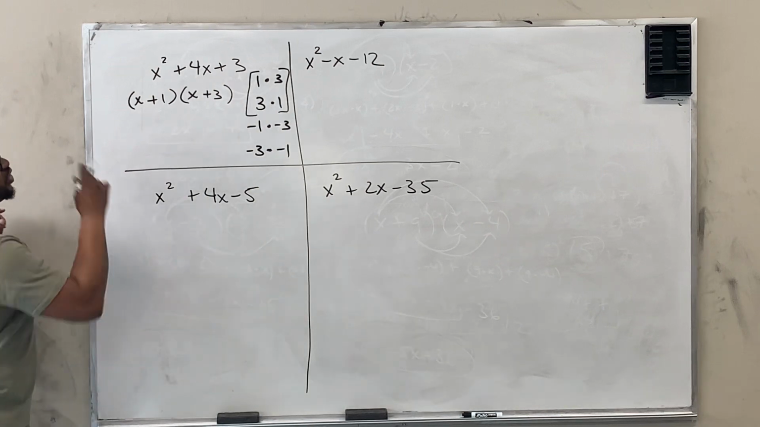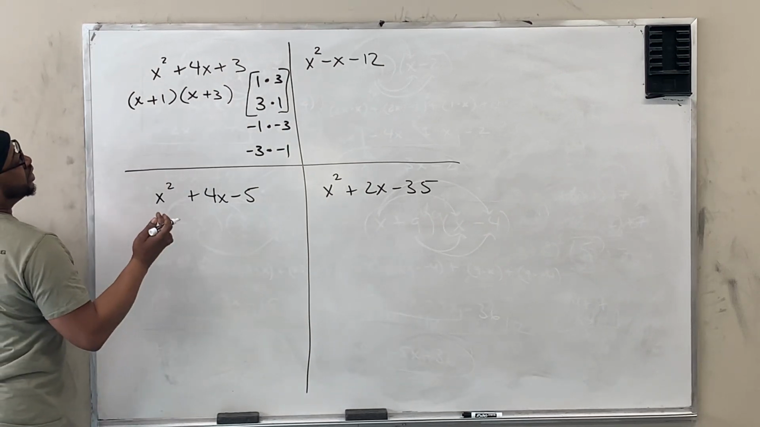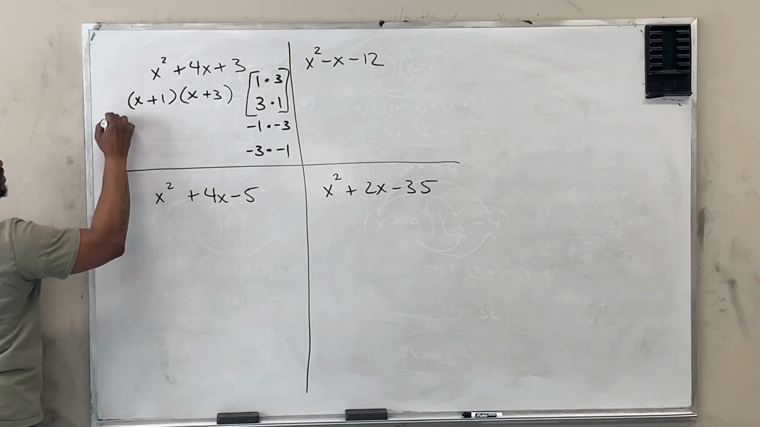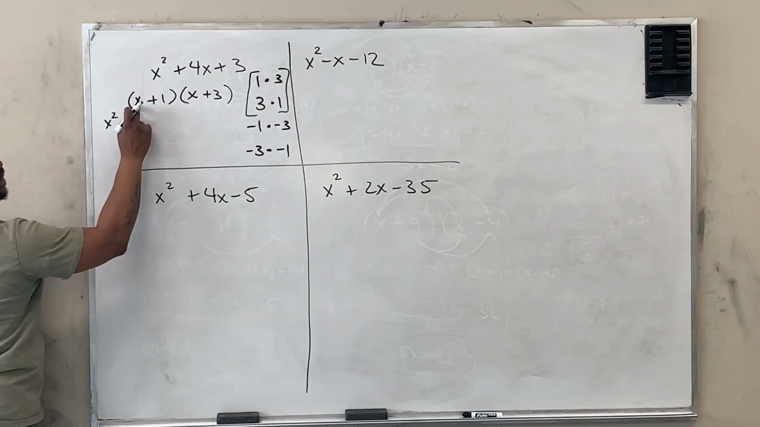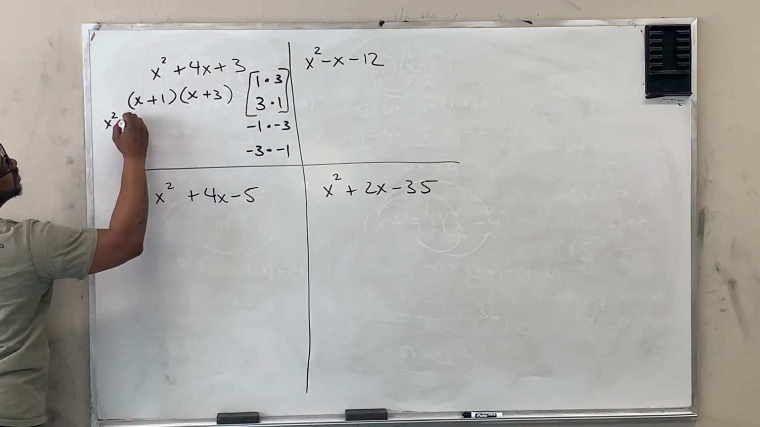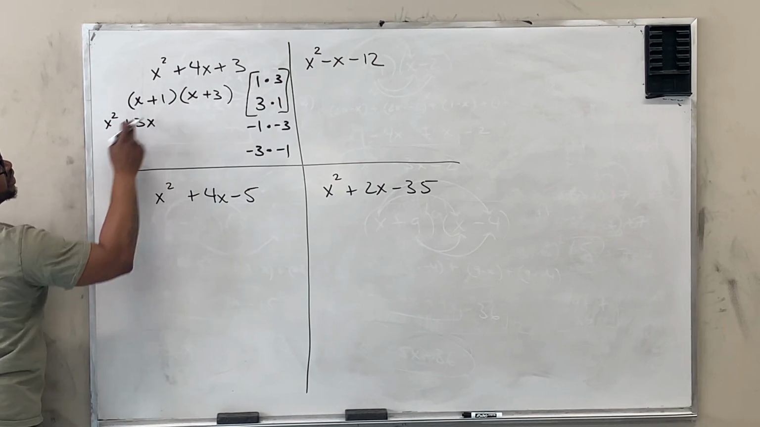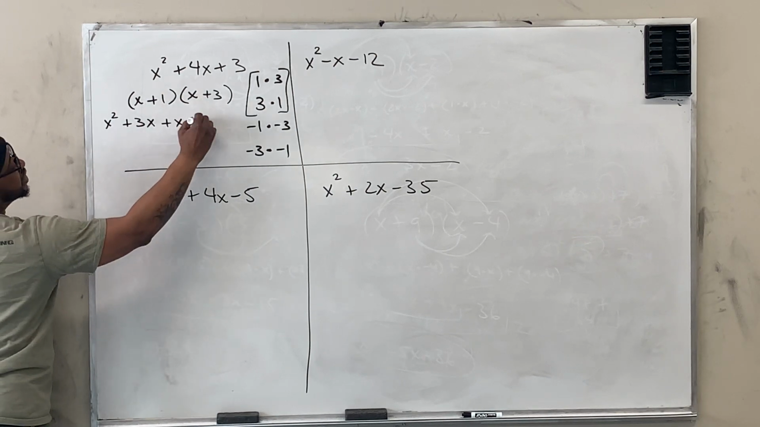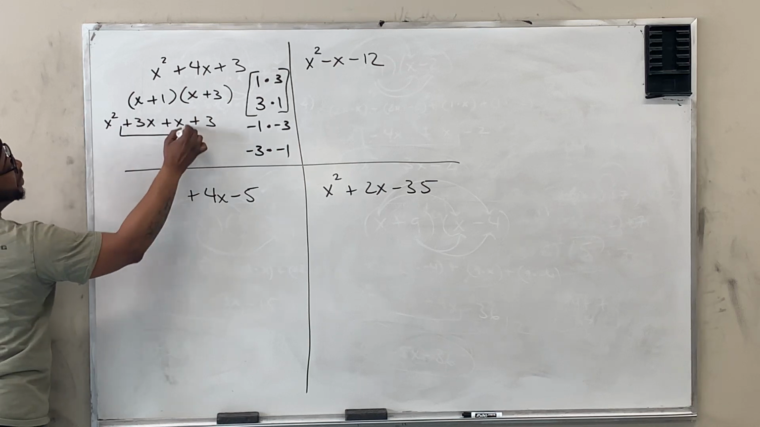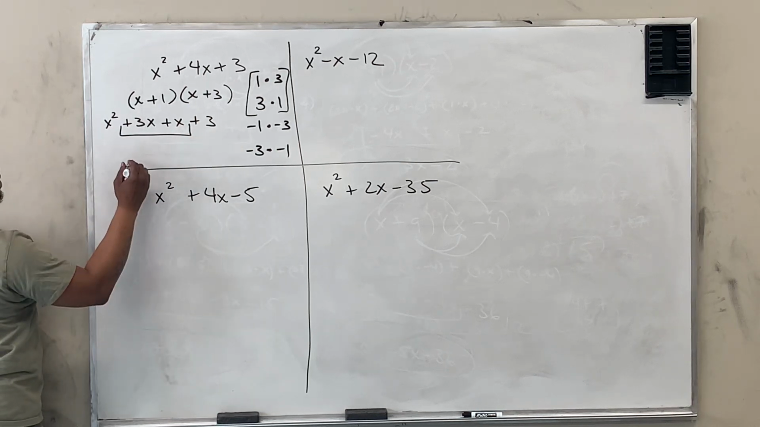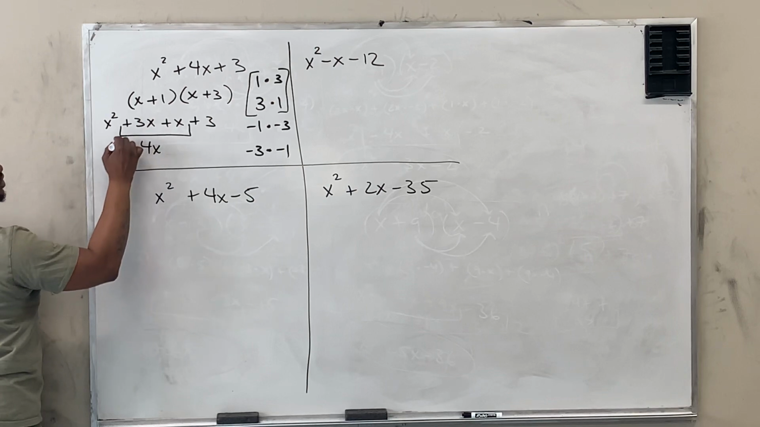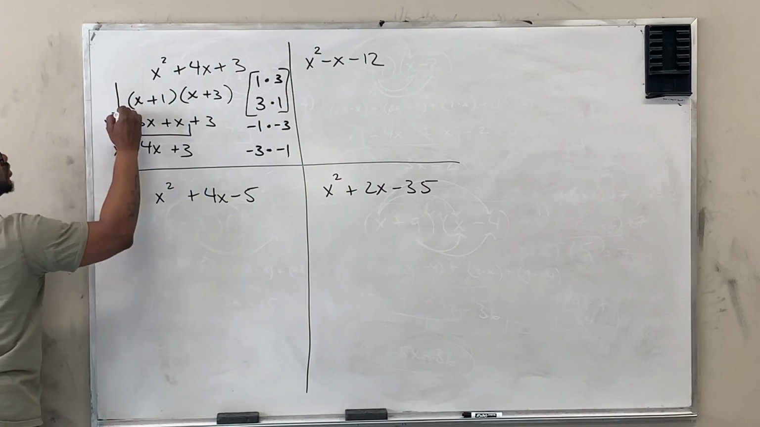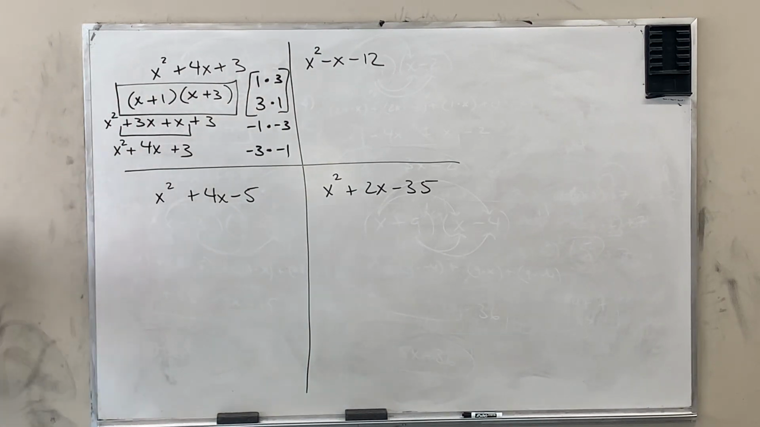And even if I do the FOIL like I did earlier, and you can do this, I'm going to do this for this problem. x times the x is going to be x squared. Now x times the 3 is going to be 3x. And 1 times the x is going to be x. 1 times the 3 is going to be positive 3. And when I combine these, 3x plus 1x is going to be 4x. So I got my x squared and I have my 3 here. You see, it brings me right back to this. So here is my solution, okay?